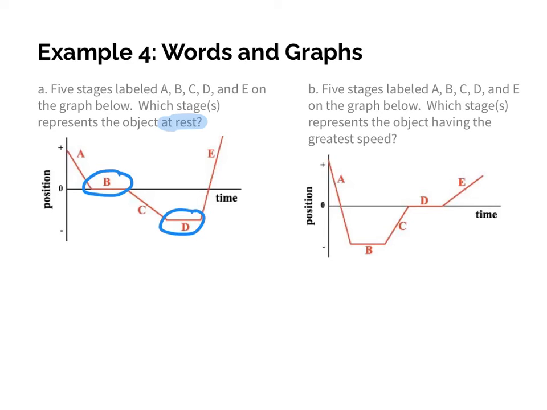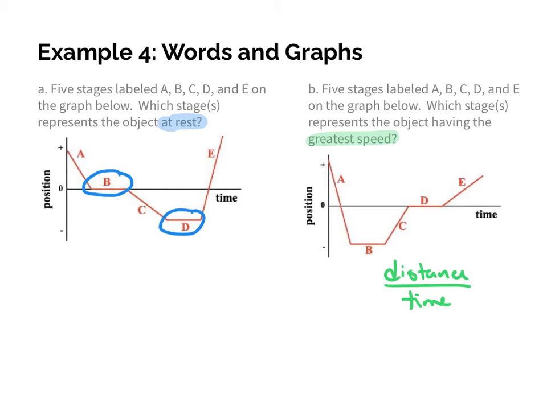how do we represent an object's speed? Ooh, this one wants to know in which stage the object has the greatest speed. So how do I determine speed in this case? Well, speed is going to look at your change in position over time. So remember, speed in general is the distance traveled in time.